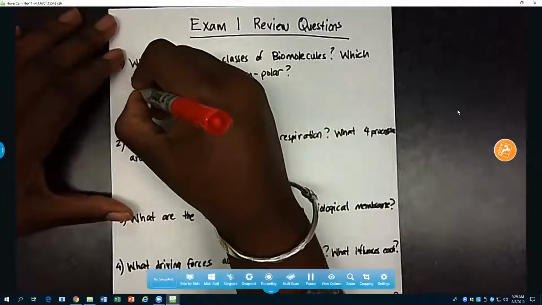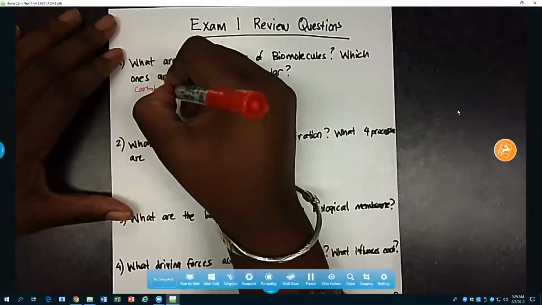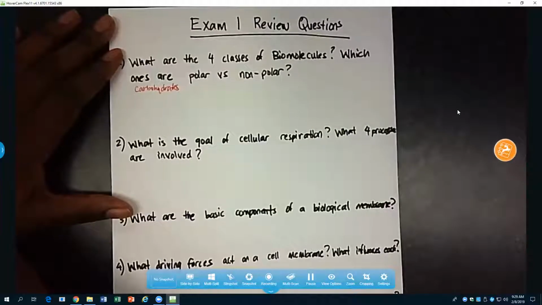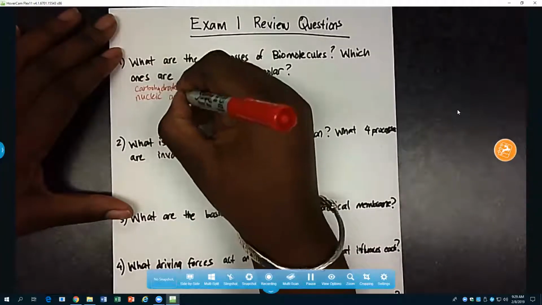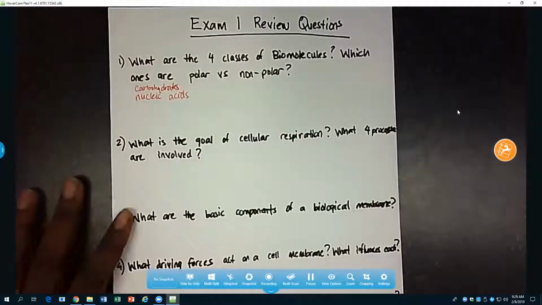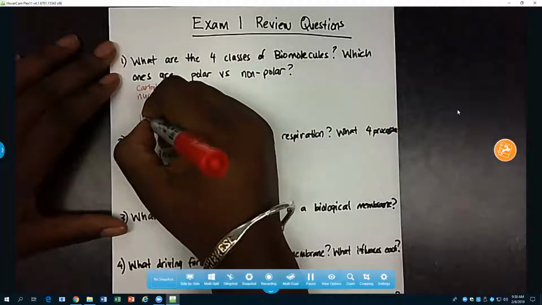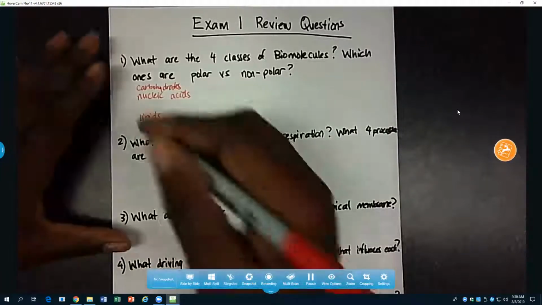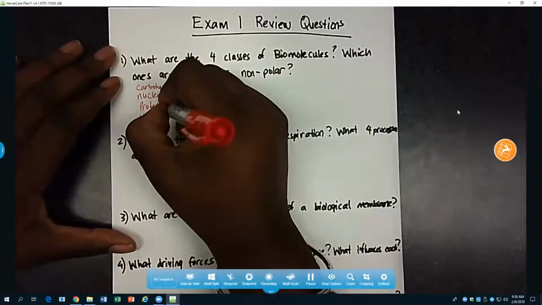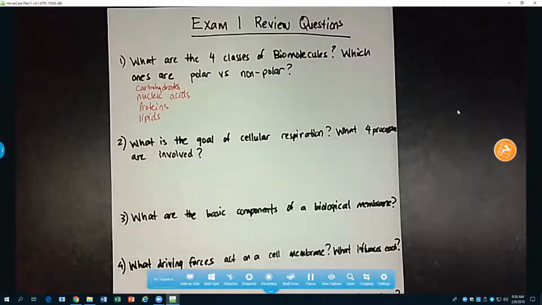All right, so we said carbohydrates. What else? Nucleic acids. I think I'm hearing that over here. Nucleic acids. Lipids, right? Lipids or fats. And the final one was a pretty important one. What was the 4th biomolecule? Proteins, perfect. Proteins, okay.